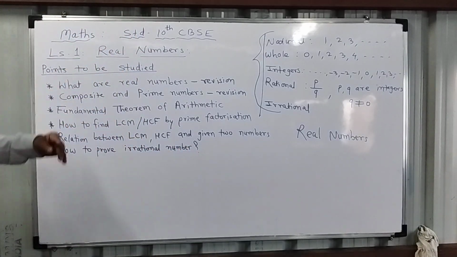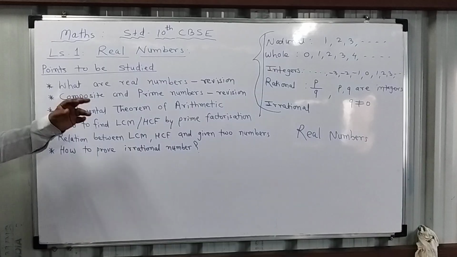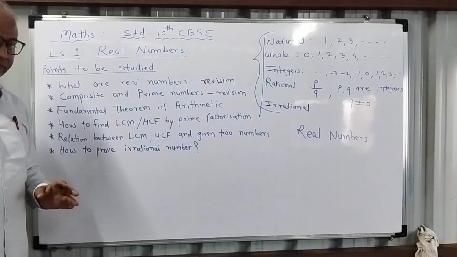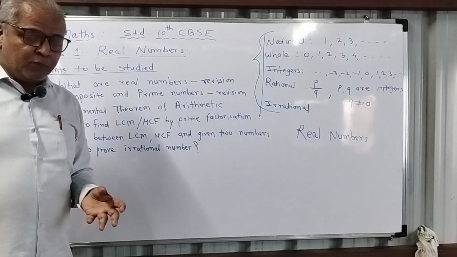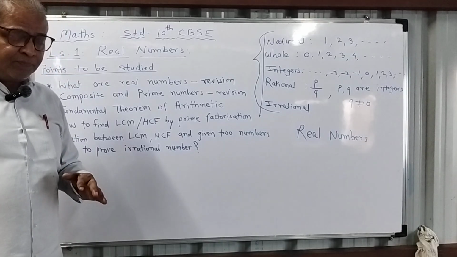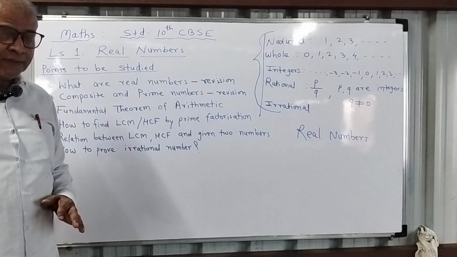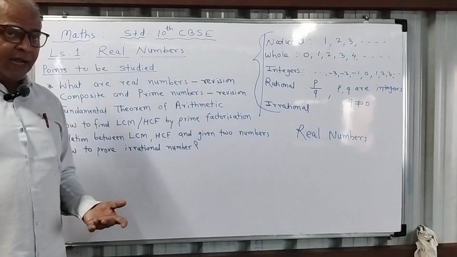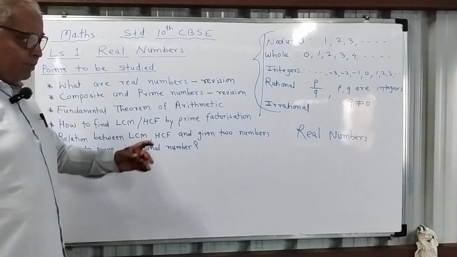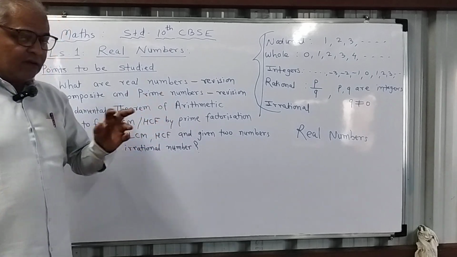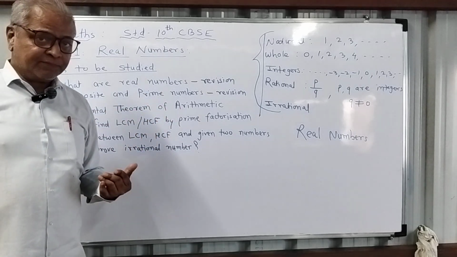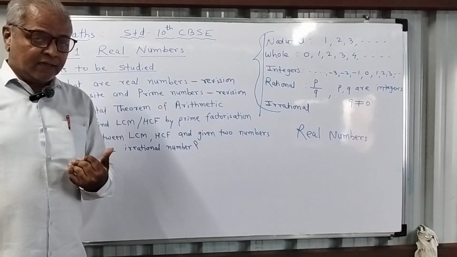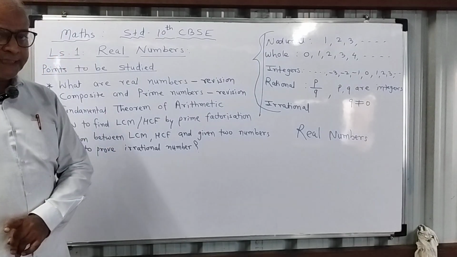Then what is meant by composite number and prime number? Very important. A composite number is a number having divisors one, the number itself and some other divisors. But a prime number is a number which has only divisor one and the number itself.